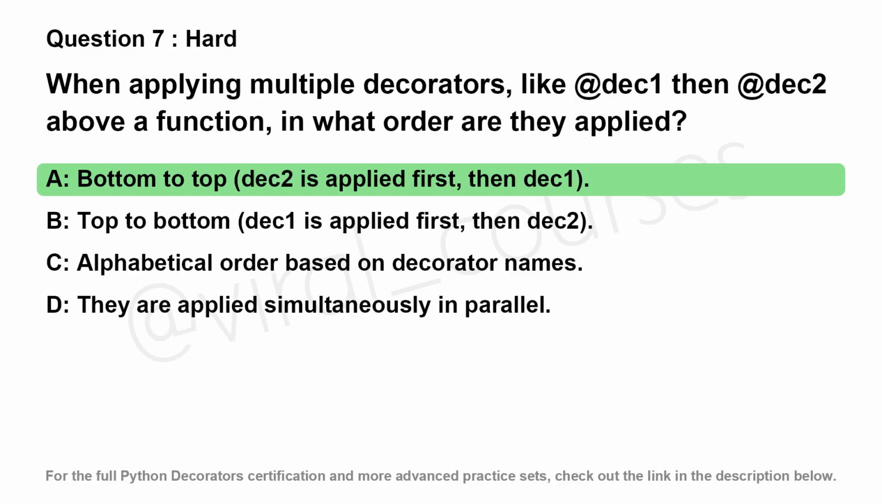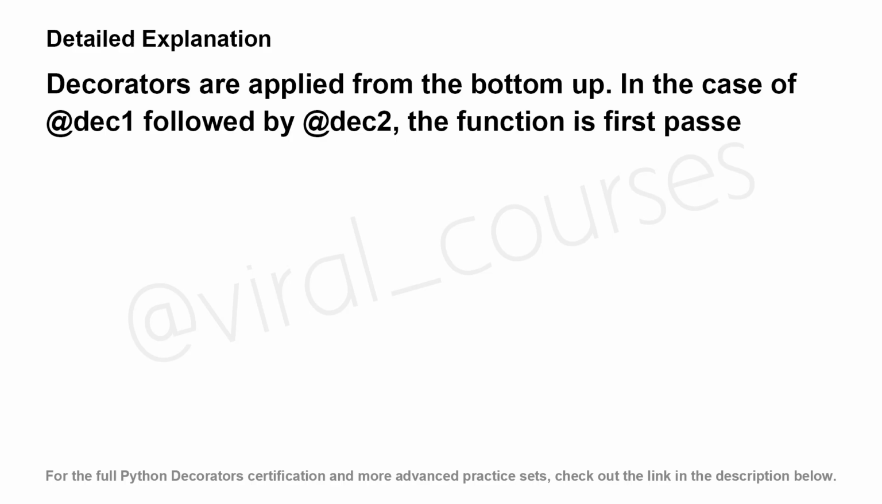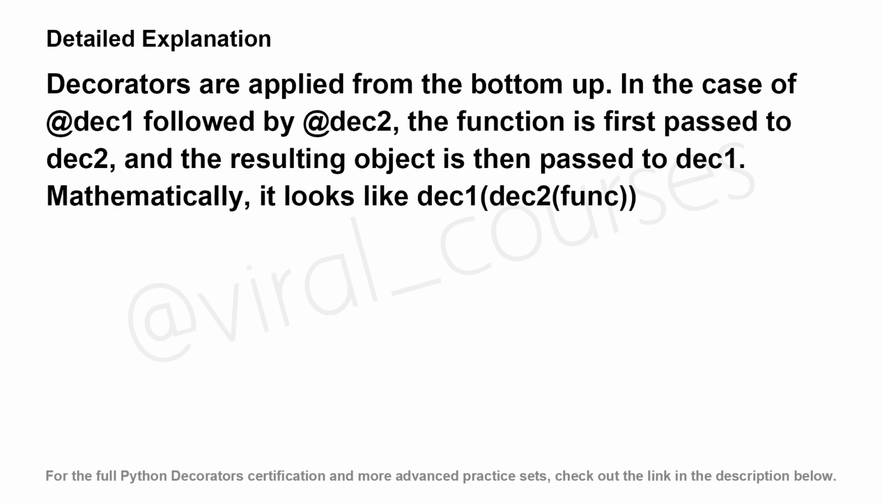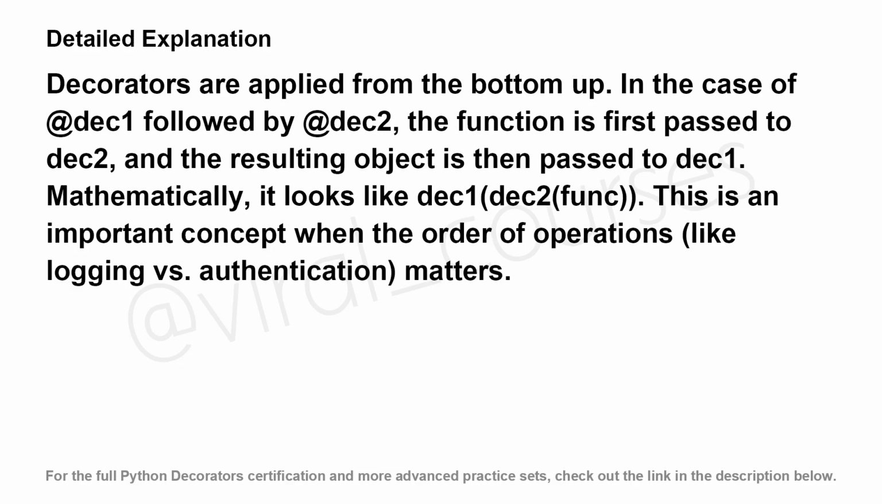The correct answer is A. Decorators are applied from the bottom up, in the case of @dec1 followed by @dec2. The function is first passed to dec2, and the resulting object is then passed to dec1. Mathematically, it looks like dec1(dec2(func)). This is an important concept when the order of operations, like logging versus authentication, matters.